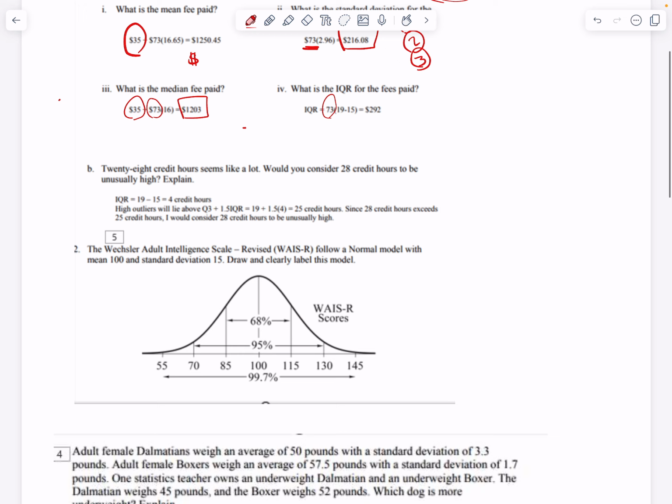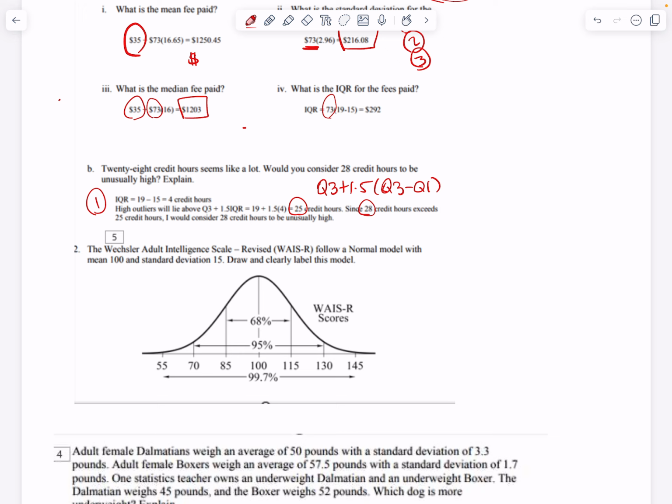All right, there's a couple different ways you can do this one. One way that I did is I chose to do the Q3 plus 1.5 times IQR, which is Q3 minus Q1, and found that my 28 is actually above the 25, which this is equal to. And since it's outside the fence, we call it an outlier.